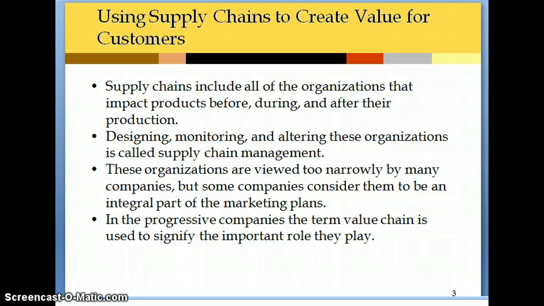Number 4, understand why being able to trace products is important to organizations and their customers. Explain what reverse logistics is and why firms utilize it.